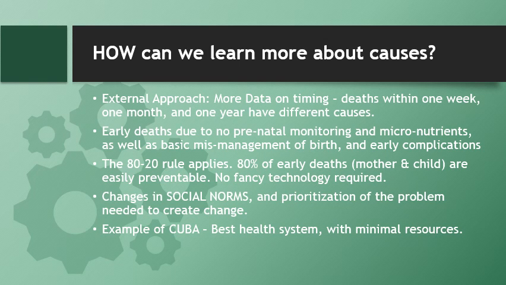There's basically an 80-20 rule. 80% of early deaths, mother and child, are easily preventable. There's no fancy technology required. One doesn't need advanced medicine. One just needs simple basic knowledge. So how do we get this? How do we make this change? Well, it turns out that it's not just a question of making techniques available. You have to also get people to accept this and to change the social norm.